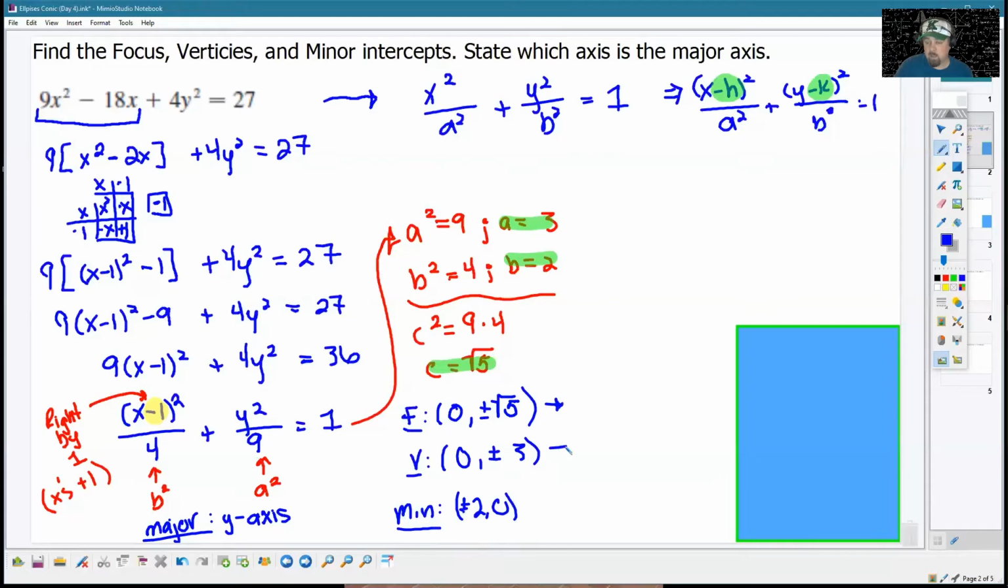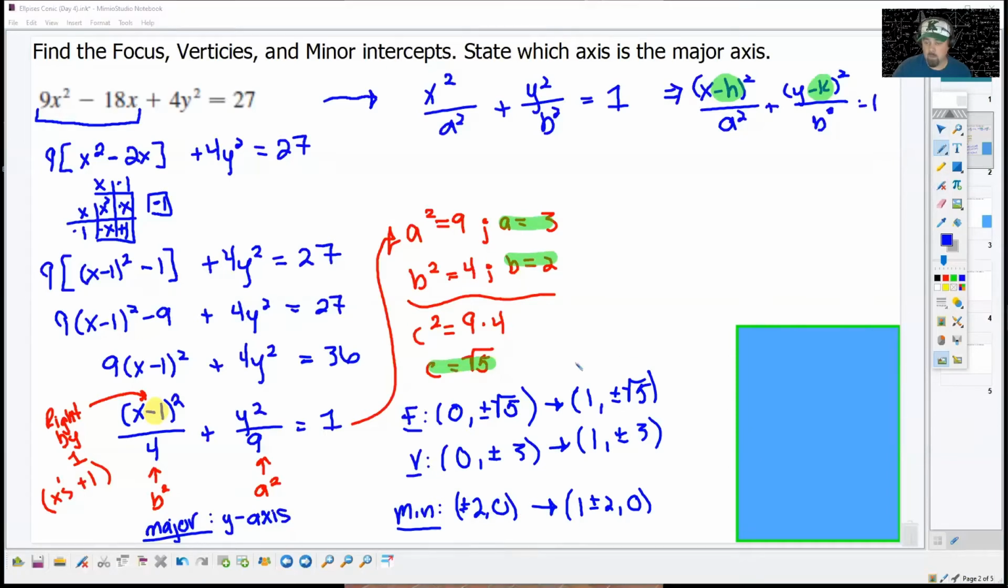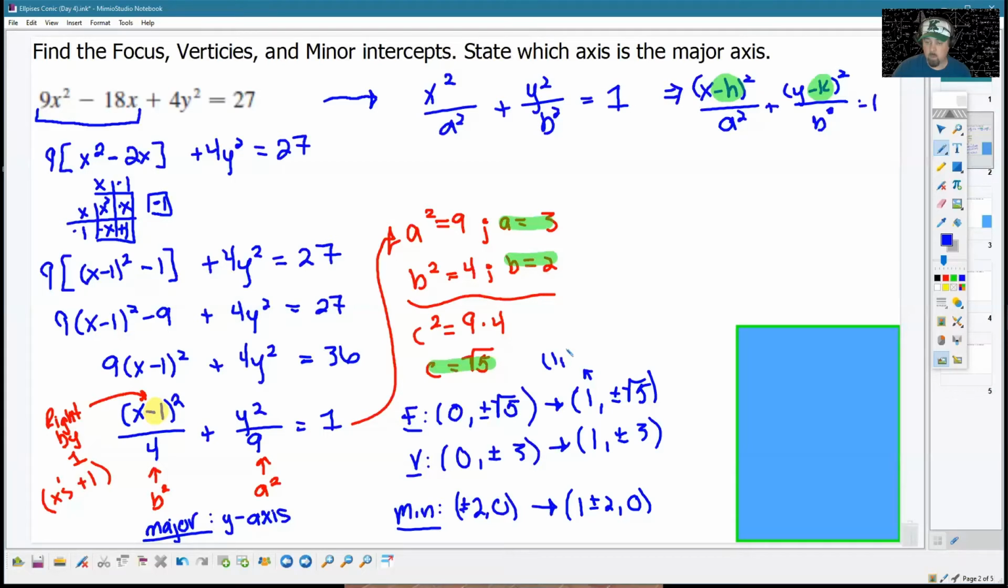Now, the only thing we have to do is take all of these points and add 1 to the x value. So 0 plus 1 is pretty easy. This is going to be 1, plus or minus the square root of 5 for the y. It's going to be 1, plus or minus 3. This one's a little bit tougher, because this is going to be 1 plus or minus 2, 0. Now each one of these actually stands for 2 points. So for example, this one is 1, square root of 5 and 1, negative square root of 5. This one right here, 1 plus 2 is 3, so that should be 3, 0. 1 minus 2 is negative 1, and then we get a 0 here.